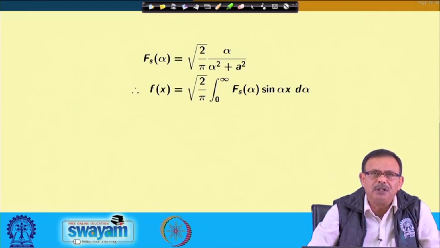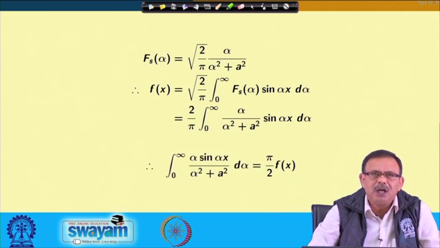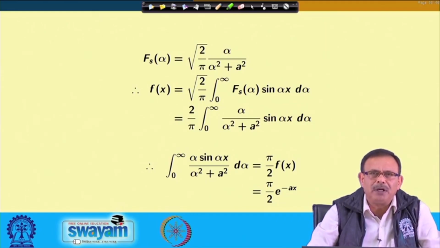Now, we have to evaluate the integral. So, I am using the inverse Fourier sine transform from here, so that I can write down f(x) equals root over 2 by pi, integral 0 to infinity, f_s(alpha) into sin alpha x d alpha. Now I am substituting the value of the Fourier sine transform of alpha, which I derived, and evaluating: the integral 0 to infinity alpha sin alpha x d alpha by alpha square plus a square is nothing but pi by 2 into f(x), and your f(x) is e to the power minus a x. So, pi by 2 e power minus a x is the value of the given integral.